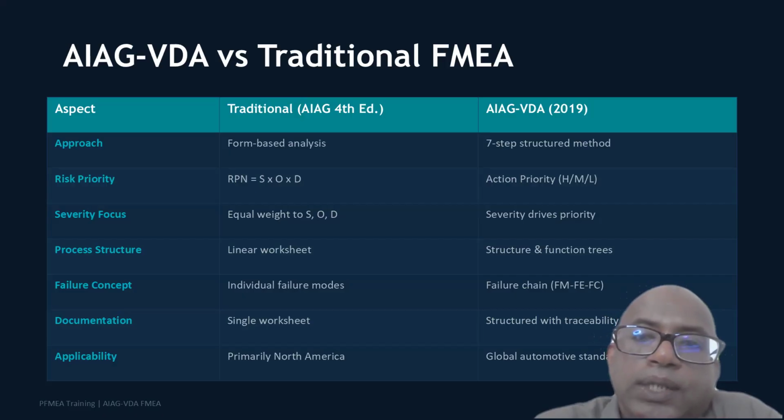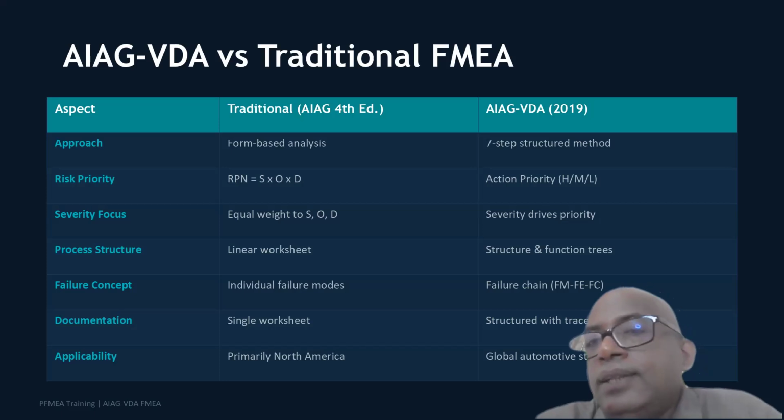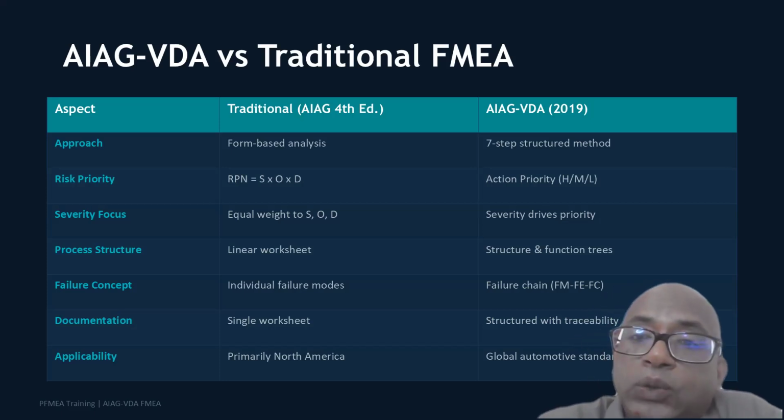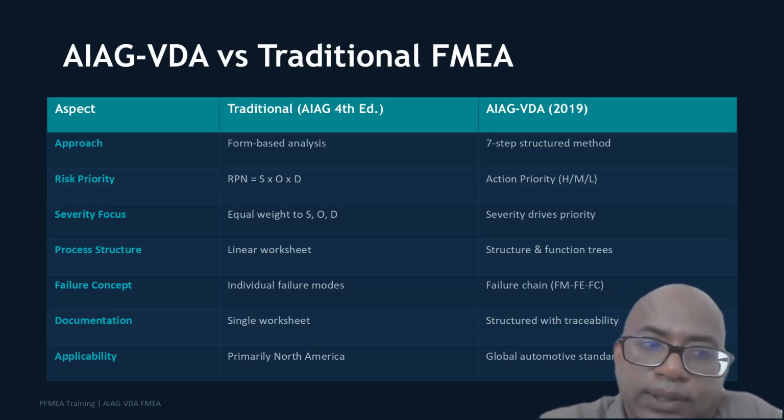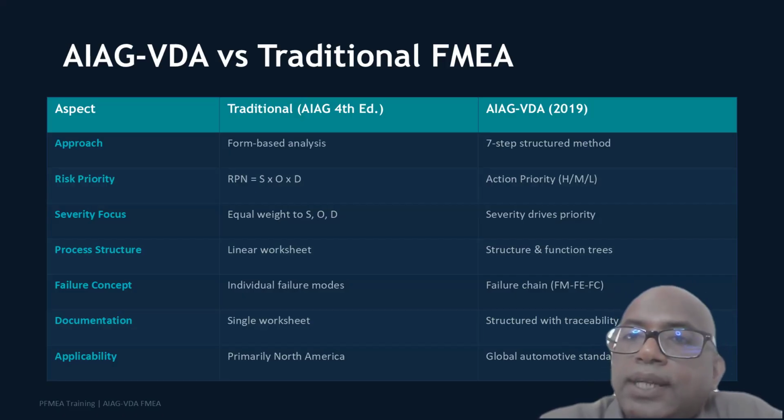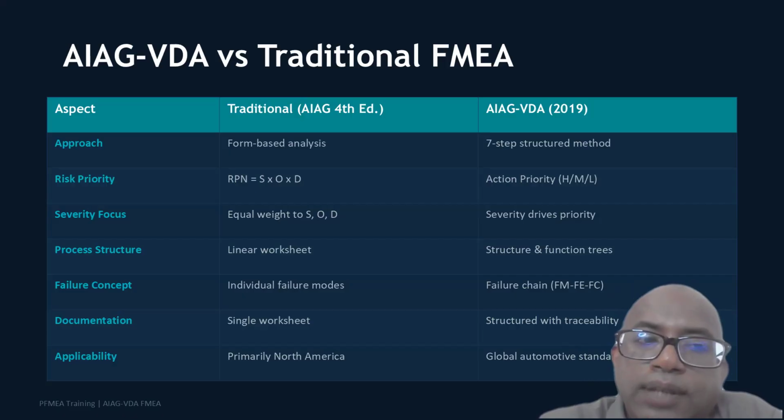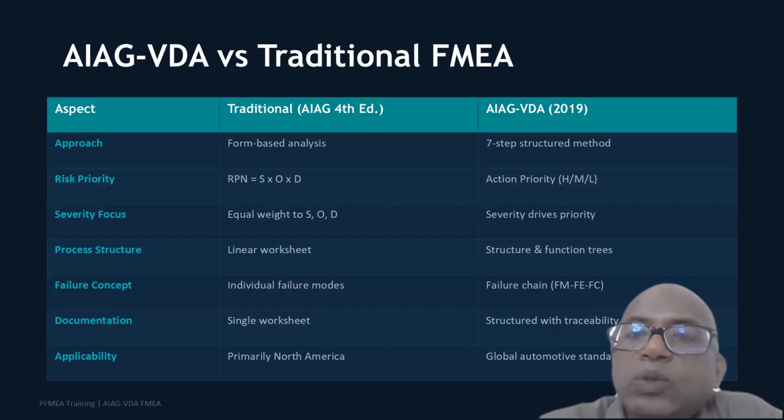But when it comes to the new version, it is explained as action priority: high, medium, low action. And severity focus: equal weight to severity, occurrence and detection, but severity drives priority. This is the AIAG VDA version. And the process structure: the traditional one is a linear worksheet, but the new version uses structure and function trees.